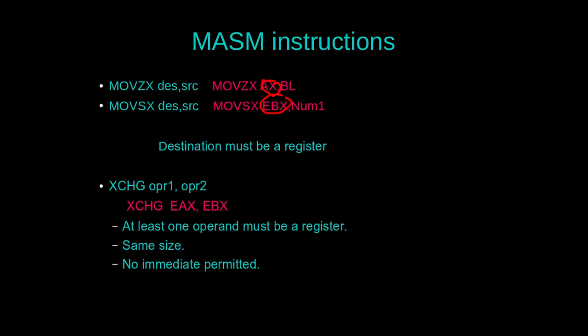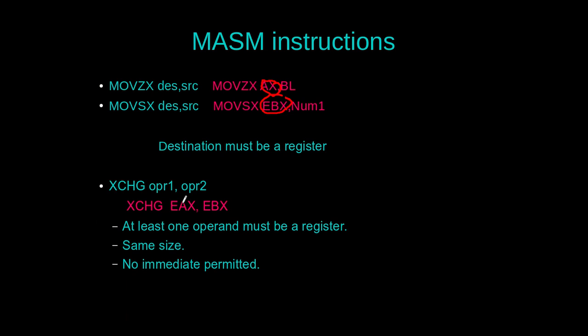We have the exchange command or instruction. So now we have move zero extended, move sign extended, and exchange: operand 1 and operand 2. This acts like two moves. For example, at least one operand must be a register. This is one of the rules.